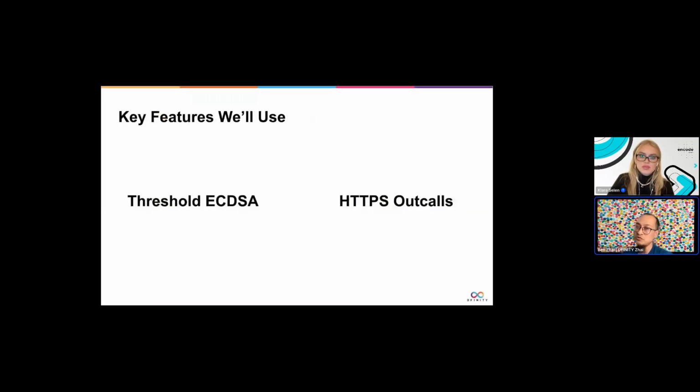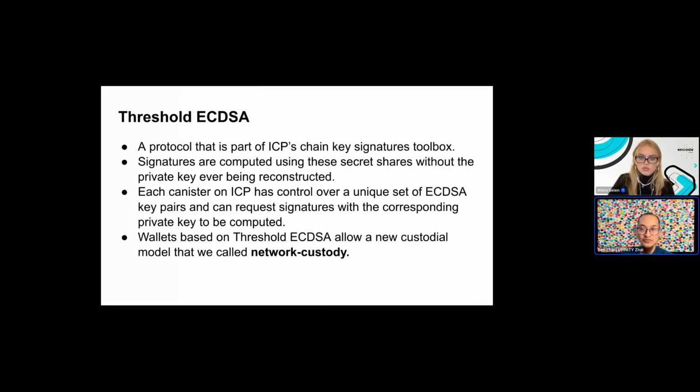So the key features we'll use and talk about today are threshold ECDSA and HTTPS outcalls. They are very simple to use, not so simple to develop, but they do offer a lot of very powerful capabilities, as you can see. So threshold ECDSA is a protocol that's part of the ICP's core technology, which is chain key signatures.